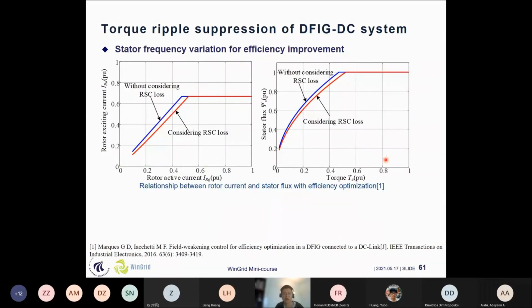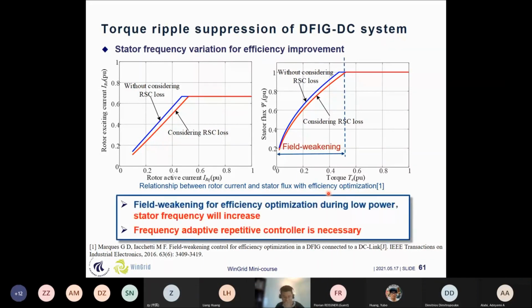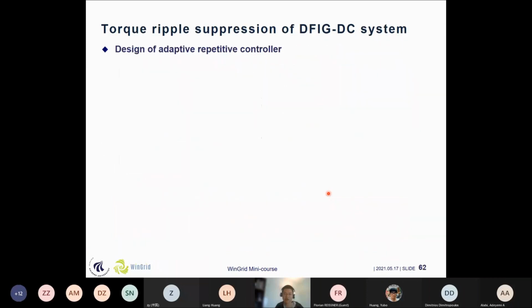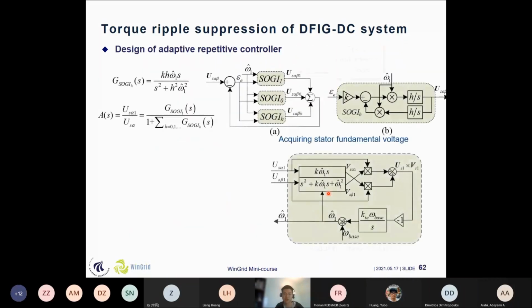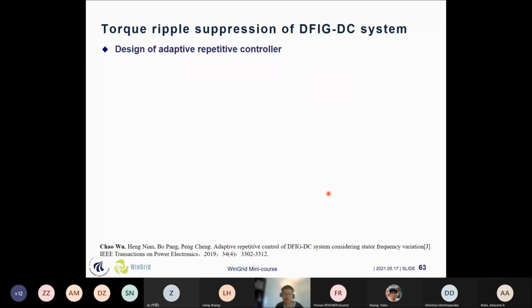Furthermore, in some cases we also need to consider efficiency improvement. If we consider efficiency improvement, the stator frequency will have some variations during the low power mode. So if we want to design this kind of torque ripple suppressing method, we need to design an adaptive repetitive controller. And this is the detail of how to design the repetitive controller.